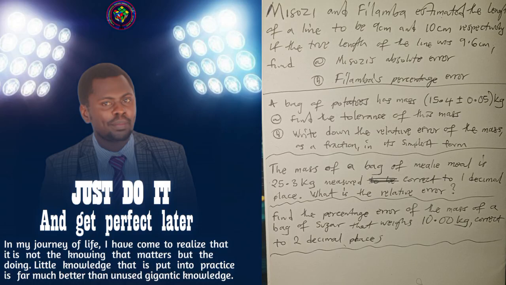Mesos and Filamba estimated the length of a line to be 9 centimeters and 10 centimeters respectively. If the true length of the line was 9.6 centimeters, find A. Mesos' absolute error, B. Filamba's percentage error.